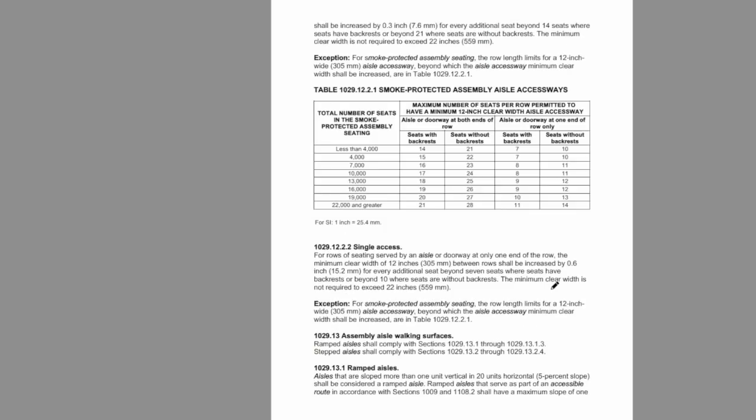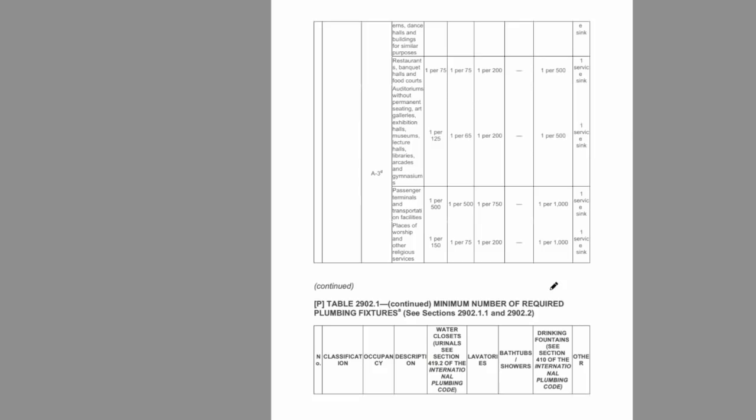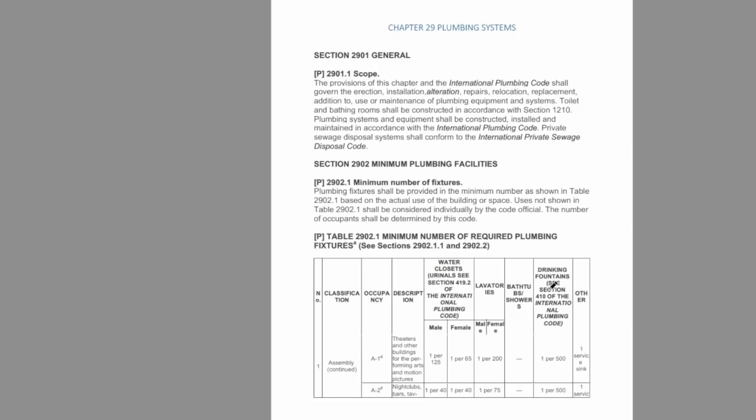We get pretty close here to the main plumbing information. Okay, here we are in the plumbing section. We take a look down here. We've got a table, minimum number of required plumbing fixtures. You can see they have different classifications called out over here. And then water closets, lavatories, showers, and drinking fountains. So that's the one that we're really looking for.